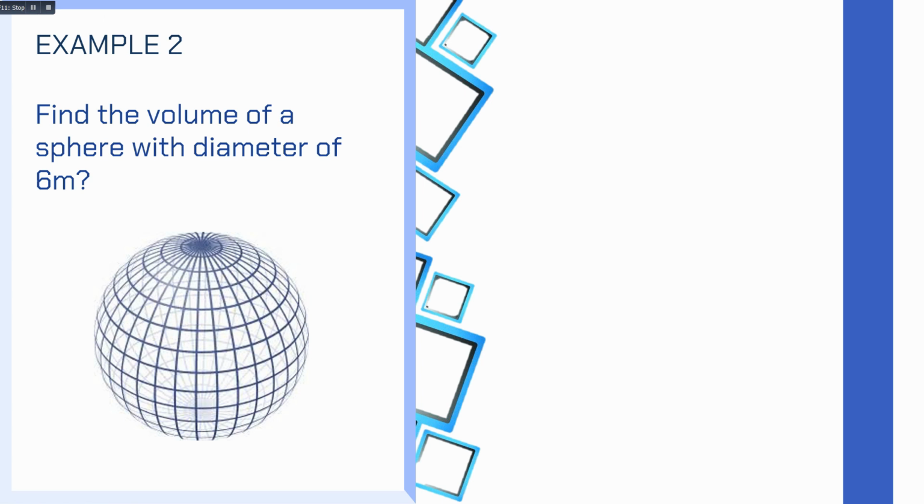Here is example number 2. Find the volume of the sphere with a diameter of 6 meters. Again, the first step is to use the formula 4/3 pi r cubed.